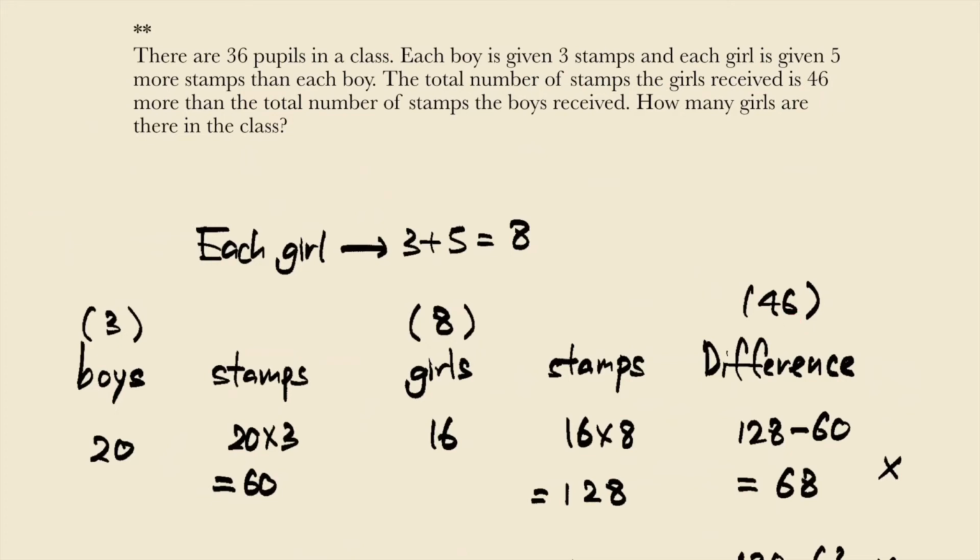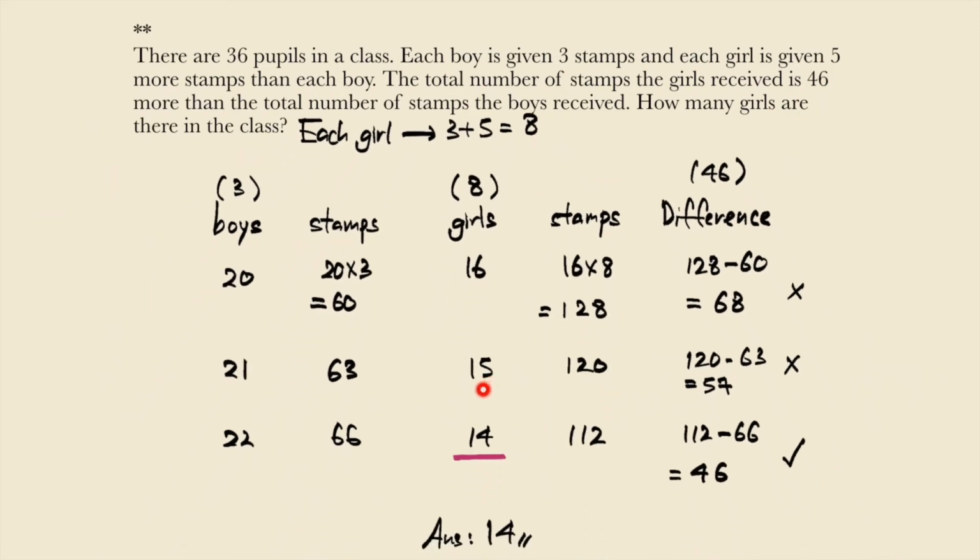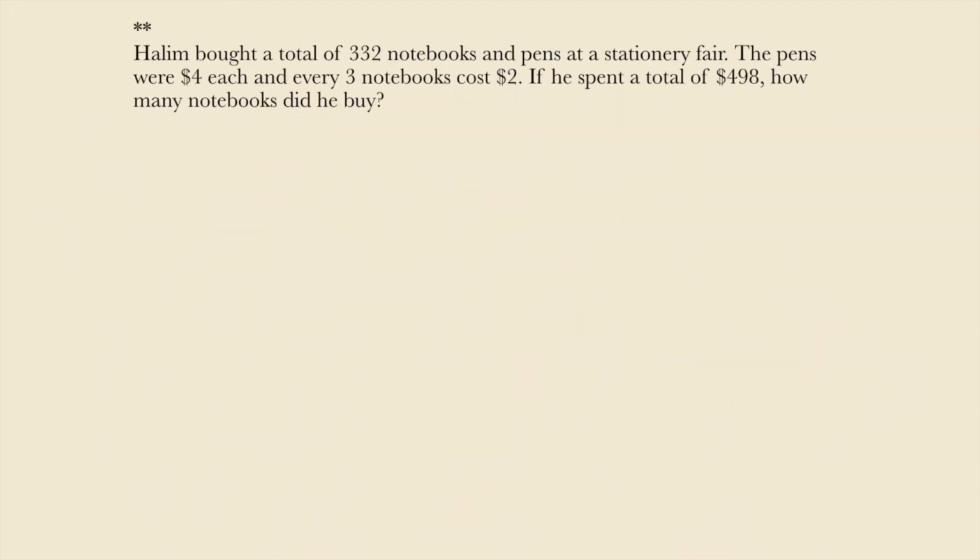Well, let's start guessing. The total number of students is 36, so I'm going to start with 20 and 16. That's 68 being the difference. That's too much. So let's reduce the number of girls by 1 and increase the number of boys by 1. Now we've got a smaller difference here, 57. Okay, so let's do it again. Let's decrease by 1, increase by 1, and what do you know? We get a difference of 46. How many girls are there in the class? The answer is 14.